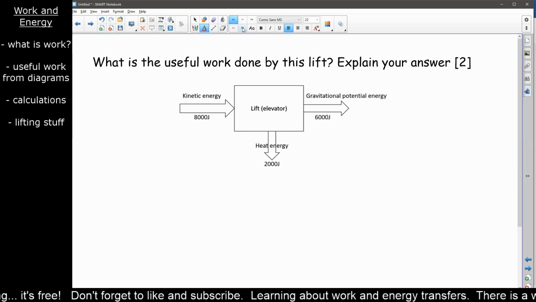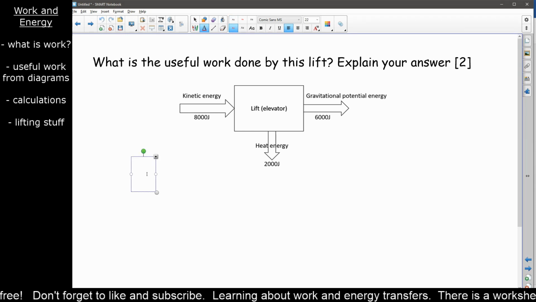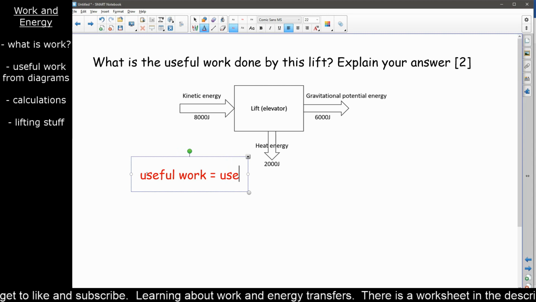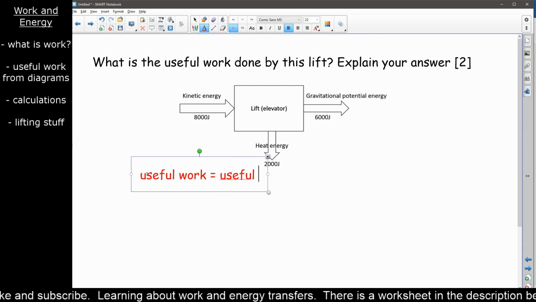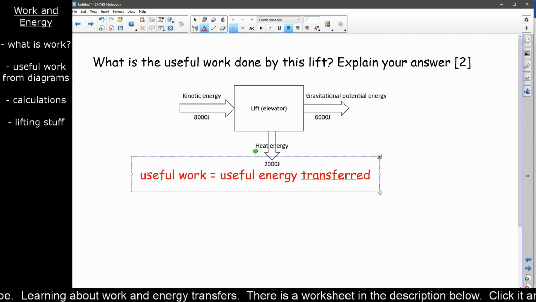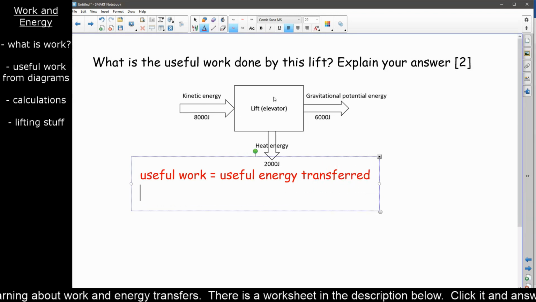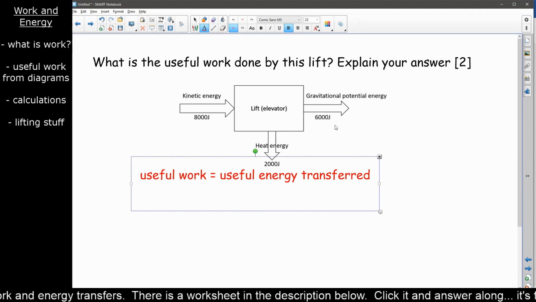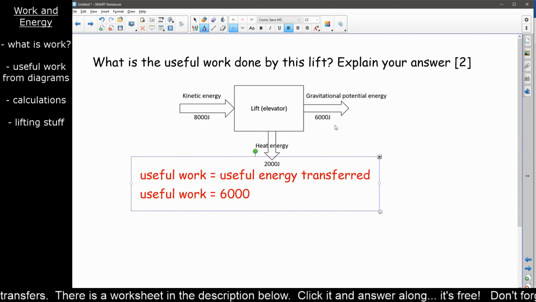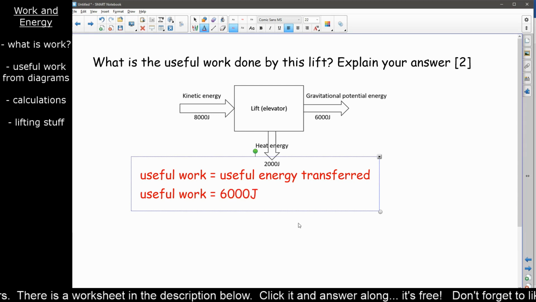Again, we have to have useful work done. So useful work equals useful energy transferred. And the useful energy transferred here in a lift is, it goes from kinetic energy to gravitational potential energy. So the useful work is equal to 6,000 joules. Easy peasy, that's your first mark.